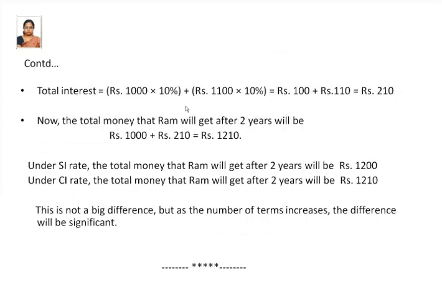Here you can see the total interest he gets: for the first year it's 100, but the second year it's 110. Therefore the total is 210, and the total amount is 1,000 plus 210, which is 1,210. Under simple interest, we saw that it was 1,200 for 2 years, whereas under compound interest it is 1,210. So the difference is only 10 rupees.